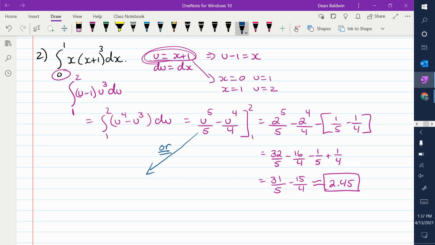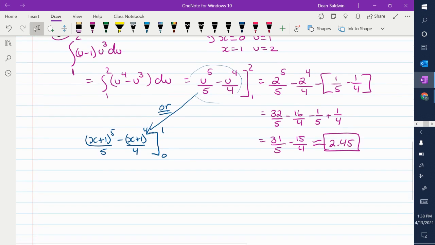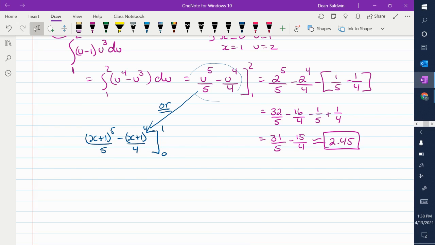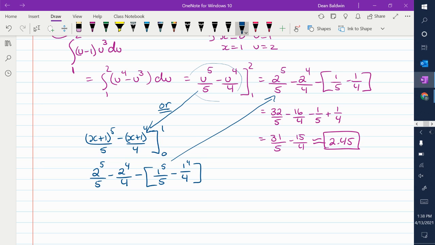You could take your antiderivative that we have here, put back in what u was, and evaluate it between our original intervals, which is 0 and 1, which is going to give you 2 to the 5th over 5 minus... which is the same thing because that's right there.